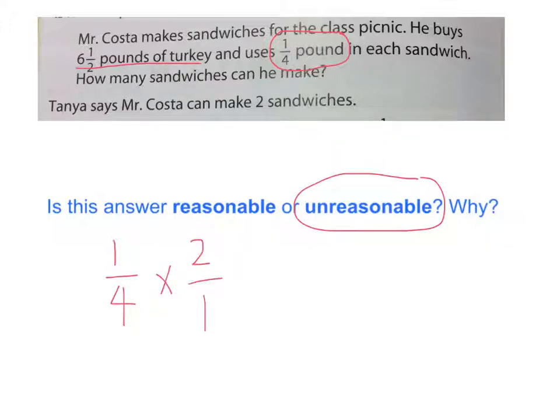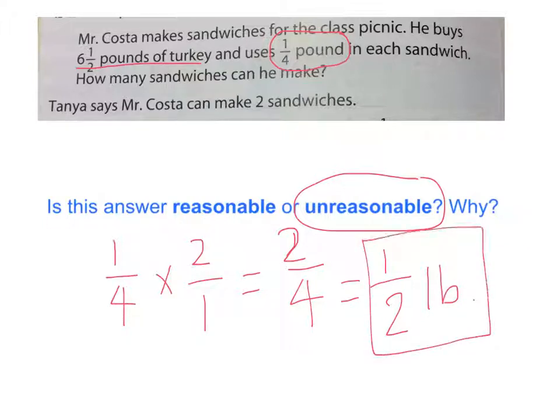What is 1/4 times 2? 1 times 2 is 2. And then 4 times 1 is 4. 2 over 4? Can we simplify that? So, in order to make 2 sandwiches, how many pounds of turkey does he need to use? Vienna? Half a pound.